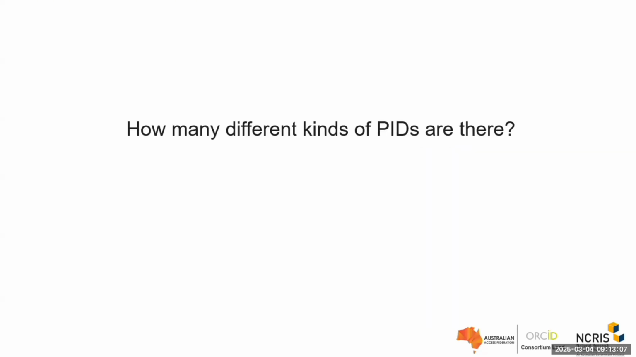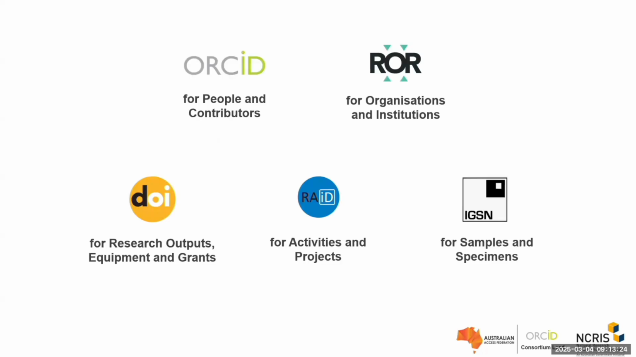ORCID is also expressed in the URL format. Now we have looked at some PID examples. The next question is, how many different kinds of PIDs are there? Well, I guess the answer is there are too many to choose from. These are some of the common PIDs used in Australia. The Australian Research Data Commons provides and manages PID services that include ORCID, RAiD, DOIs, and IGSN.